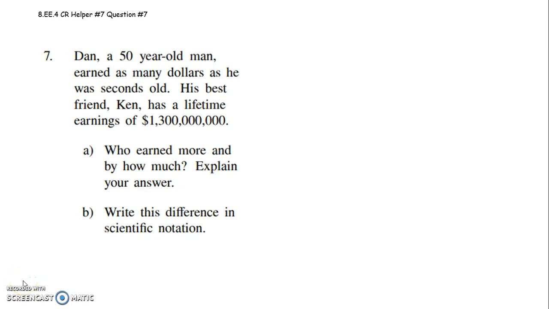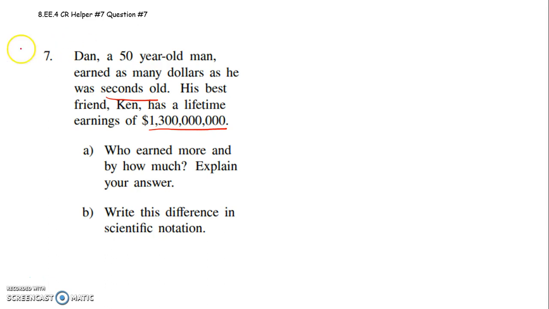All right, 8th graders, this is to help you with question 7 on CR7. It says, Dan, a 50-year-old man, earned as many dollars as he was seconds old. You've got to be kidding me. Okay. His best friend, Ken, has a lifetime earning of $1,300,000,000. Who earned more and by how much? Explain your answer. Write this difference in scientific notation.